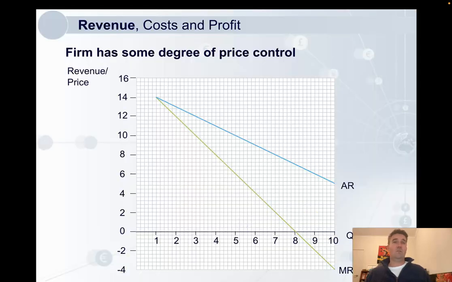So they diverge in this example. Marginal revenue goes negative. That's not a mistake. That is what the marginal revenue curve is always going to look like when a firm has some price control.